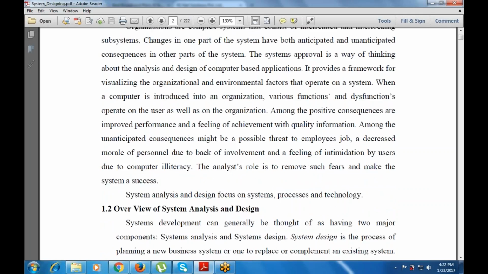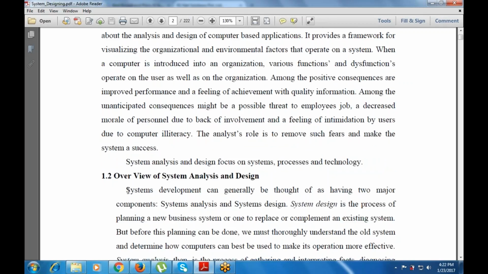This analysis is focused on systems, processes, and technology. So whatever the scenario, system analysis and design focus on the systems, processes, and the technology. System development can generally be thought of as having two major components: one is system analysis, and one is system design.